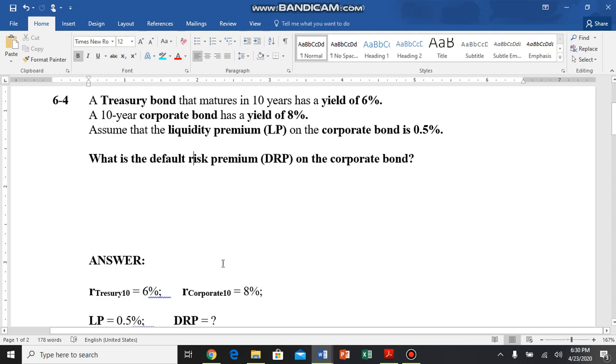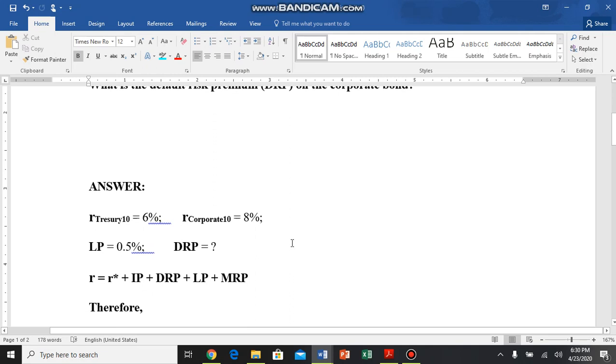First things first, the nominal rate for the 10-year treasury bond is equal to 6%, as said here, and then we will put the nominal rate for the corporate bond of 8%. Then the liquidity premium for the corporate bond, of course, of 0.5, and the DRP for the corporate bond is the one that we are searching for.